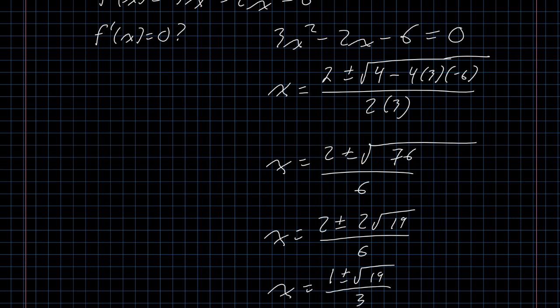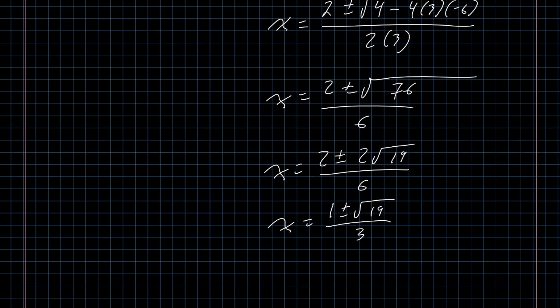And then reduce the fraction to get that x is 1 plus or minus the square root of 19 over 3. All right, that's my exact value. That's what I've called in the past an answer only a mathematician can love. We can go ahead and punch that into a calculator.